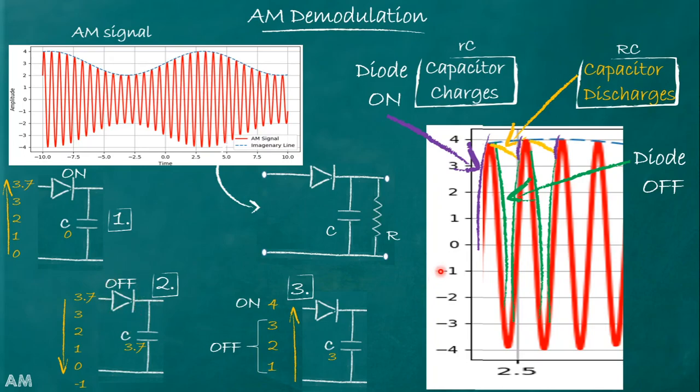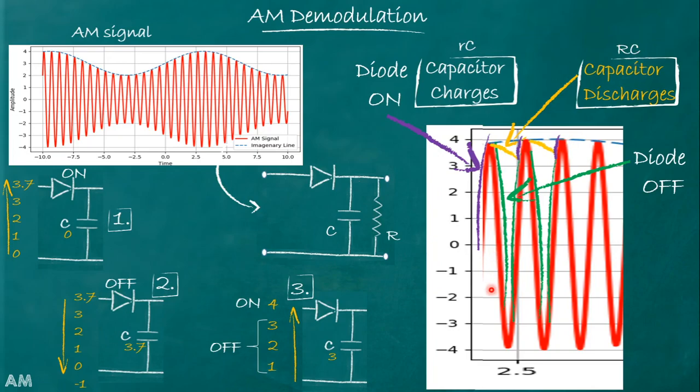So during this portion shown by the green line, your voltage is decreasing towards zero and towards negative, your diode will be off, it will work as an open switch, and your capacitor now starts discharging. Discharging via what? Since the diode is open, your capacitor will start discharging via this resistor capital R. So your capacitor starts discharging with the time constant capital RC.